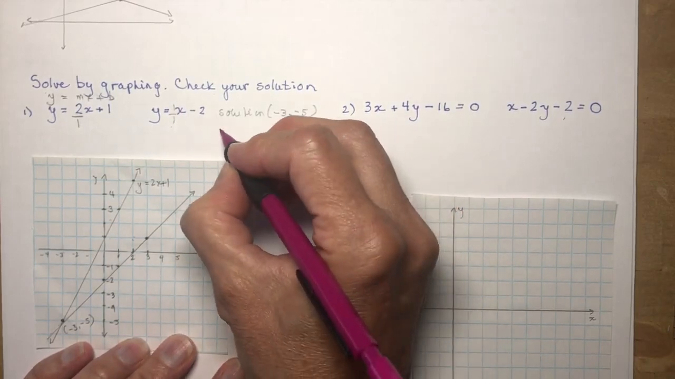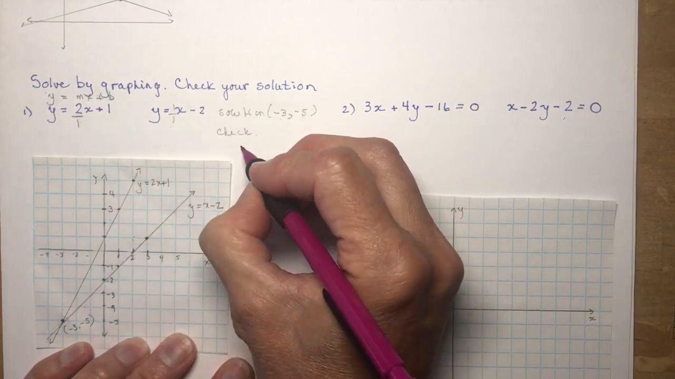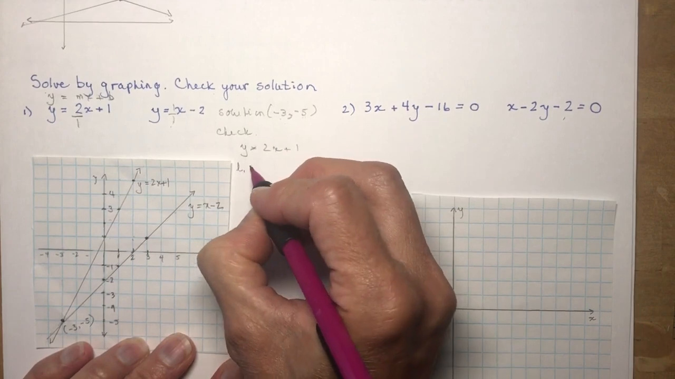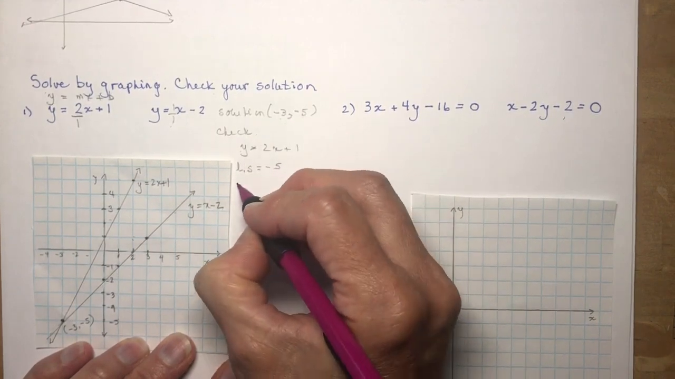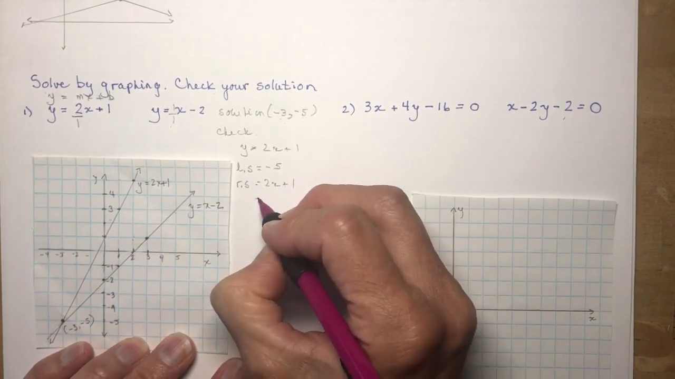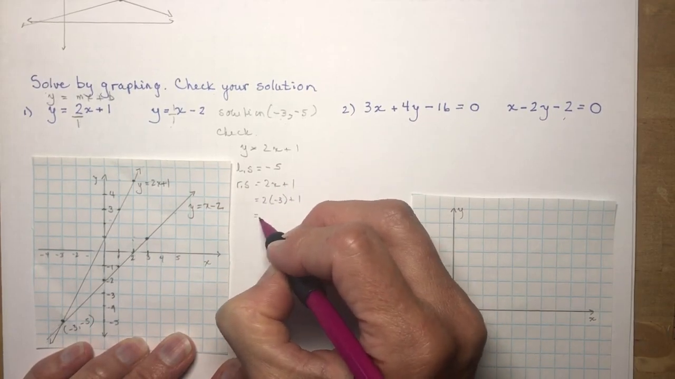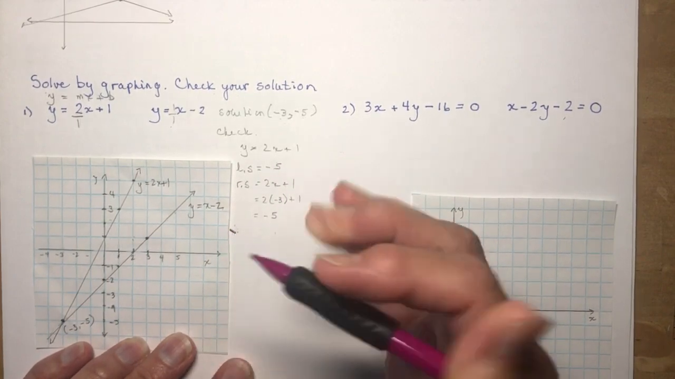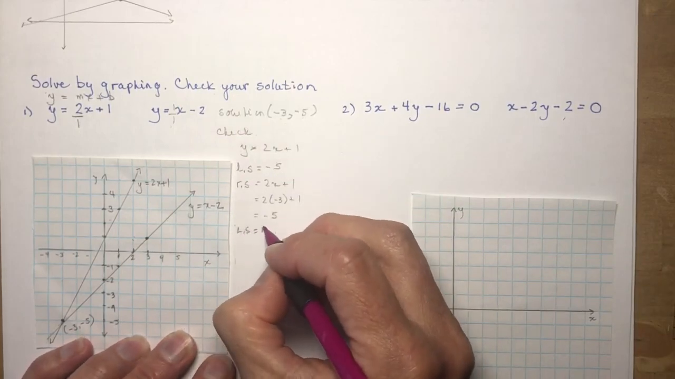So to check, we're going to look at equation 1. So I'm going to say y equals 2x plus 1. Left side equals y, which is minus 5. Right side equals 2x plus 1, and I'm going to put in minus 3 for my x. And that's going to give me minus 5. So left side equals right side.